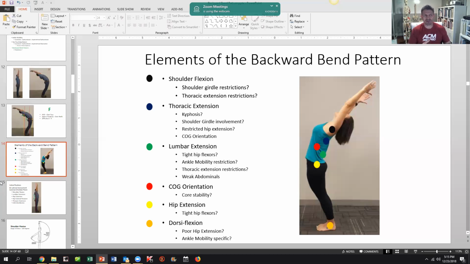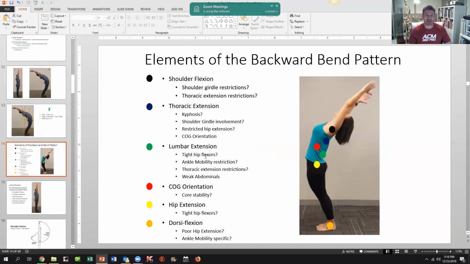If someone doesn't have hip extension, they're not going to be able to get the back to go backward into extension because of the center of gravity, and that's why I have the center of gravity orientation as the next one. If they don't have the ability to reestablish balance, they're going to keep their back from going backwards because they're going to lose balance. So taking those things into consideration, don't just assume that they have a tight back. There could be other components to this.